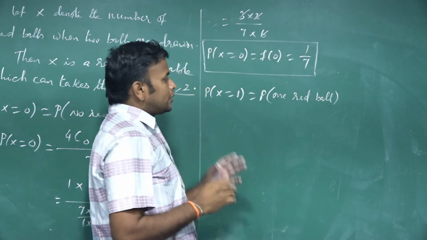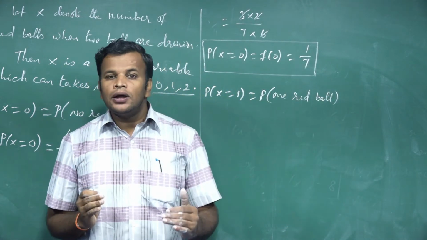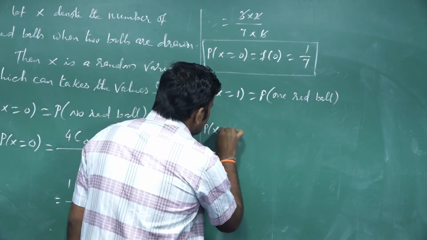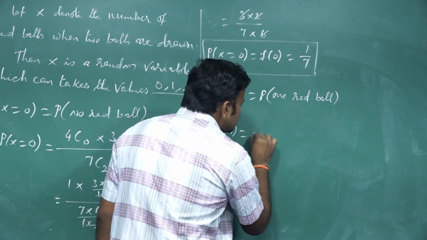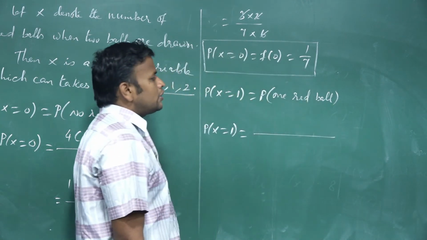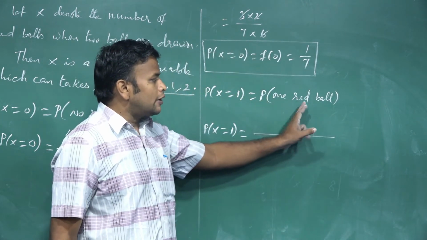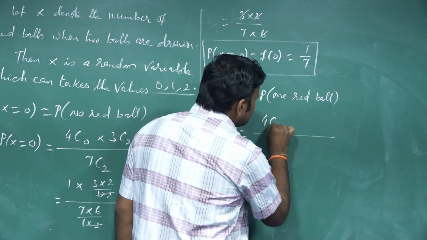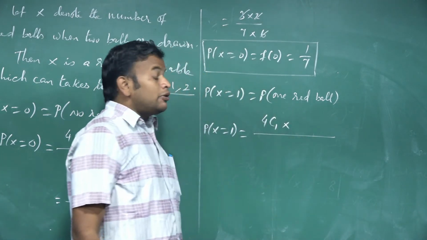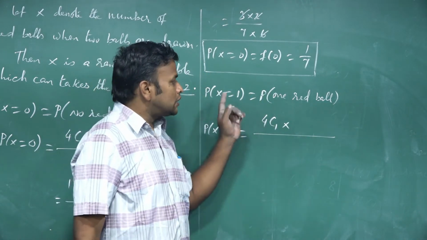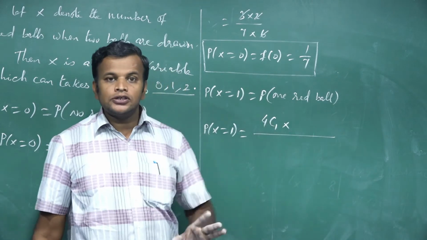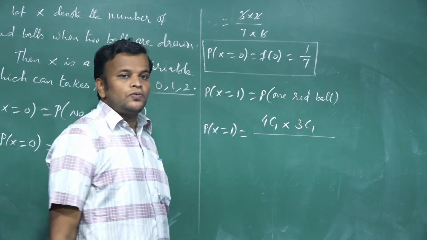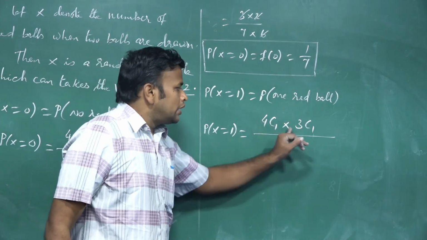It is understood: one is a red ball and the other one is a black ball. So P of x is equal to 1 is equal to, what is the value of the numerator? We assume one red ball will come out of 4 red balls, so 4C1, into, but we will be taking 2 balls. One is red, which means the other one is black, out of 3 black balls, 1 will come. So 4C1 into 3C1.